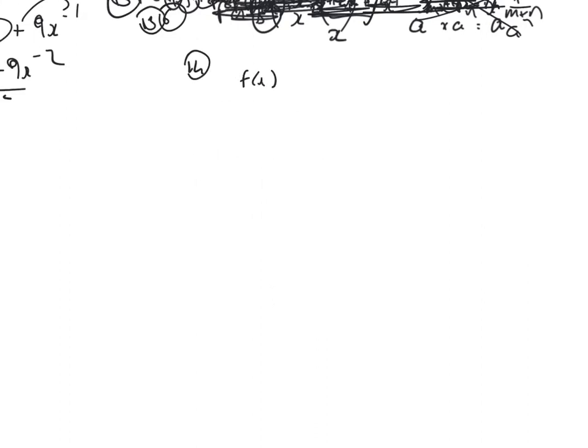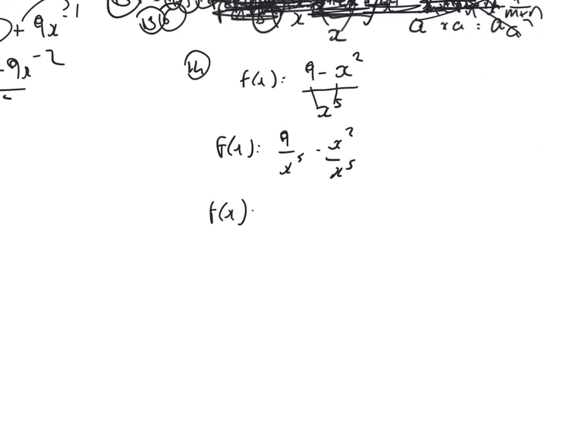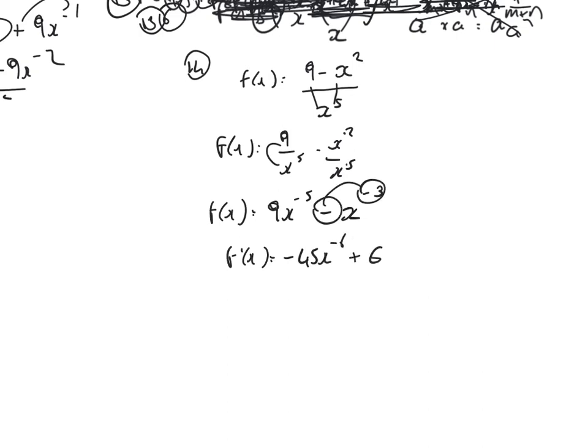Example 14. f of x equals 9 minus x squared over x to the 5. Split the thing up: 9 over x to the 5 minus x squared over x to the 5. Bring that up, change its sign: 9x to the minus 5. 2 take away 5 is minus 3. Now I'm in a position to differentiate. Bring the power down, multiply, take 1 away from the power: minus 45x to the minus 6, minus 3 times minus 1 is plus 3, x to the minus 4.